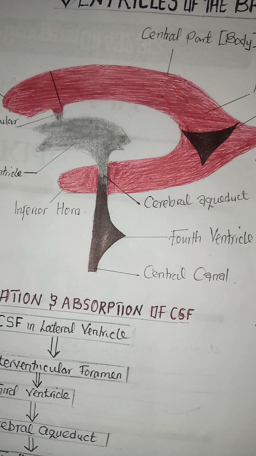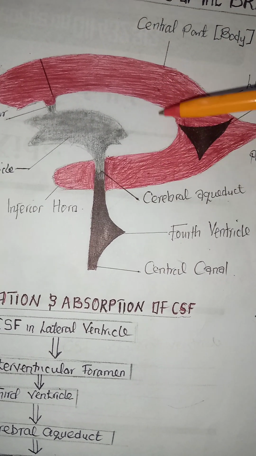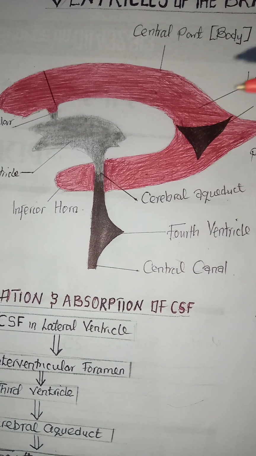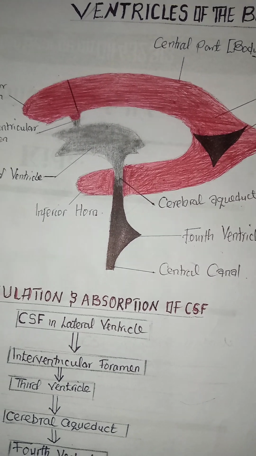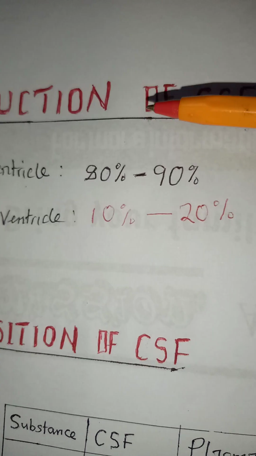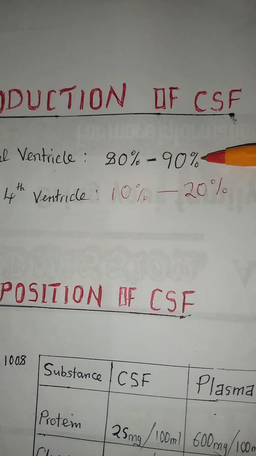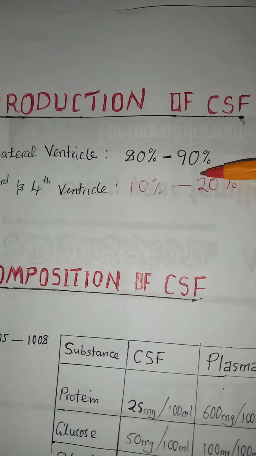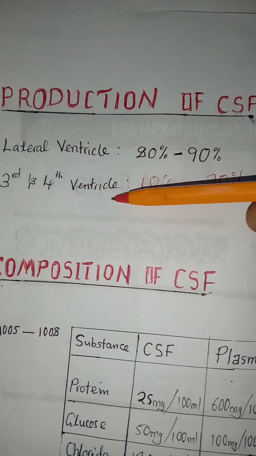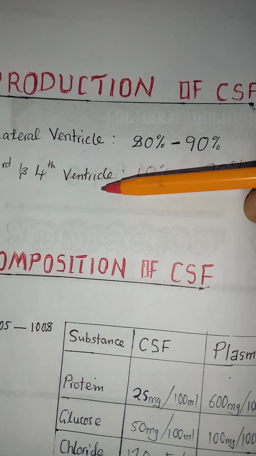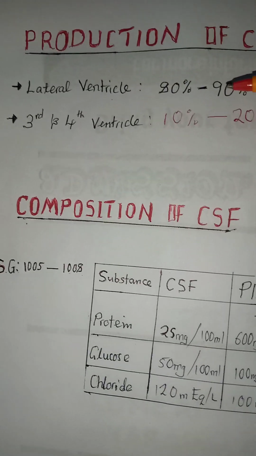Alright guys, as you can appreciate from this diagram, the lateral ventricles occupy a big portion of these ventricles. Hence they produce about 80 to 90% of cerebrospinal fluid. The remaining 10 to 20% is produced by the 3rd and 4th ventricles. Alright guys, so we are done with the production of cerebrospinal fluid. Now let's move to the composition of cerebrospinal fluid.